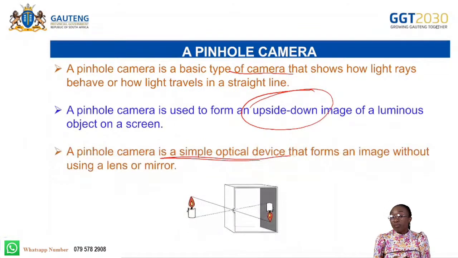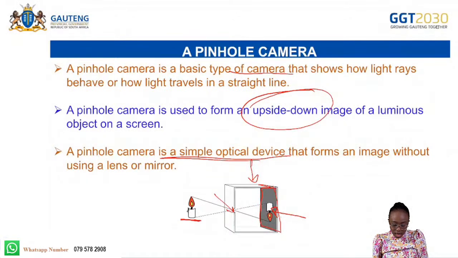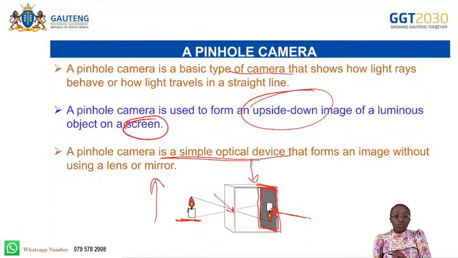So this is the basic structure of a pinhole camera. It's got a pinhole here, and then we have a box, and then at the end there is a screen where the upside down image is formed. So this is the object, and you can see it is upright, and then this is the image. It is shown as upside down on this side of the box, which we refer to as the screen. And then this is the pinhole.